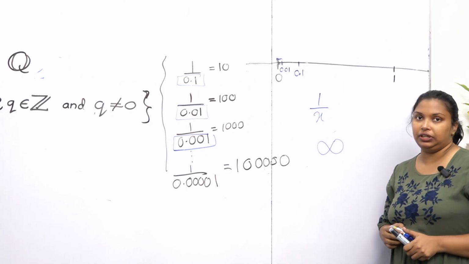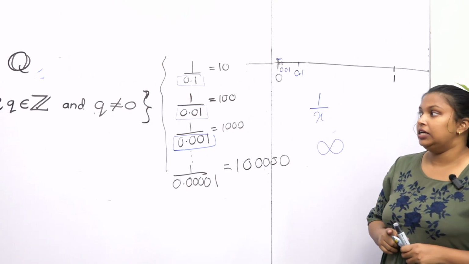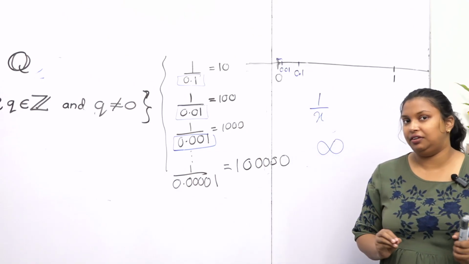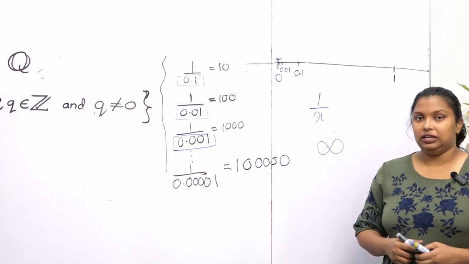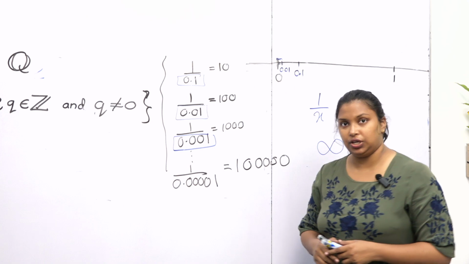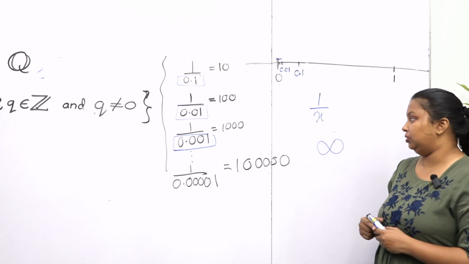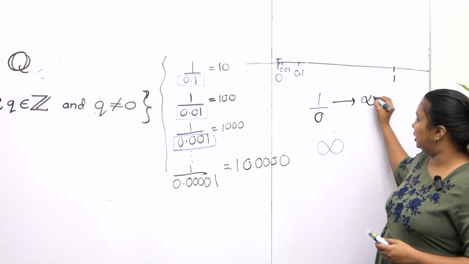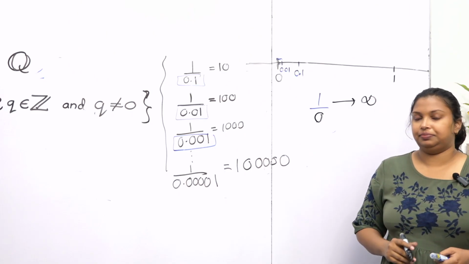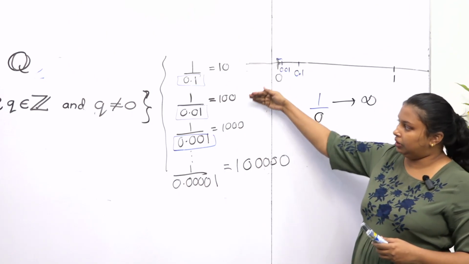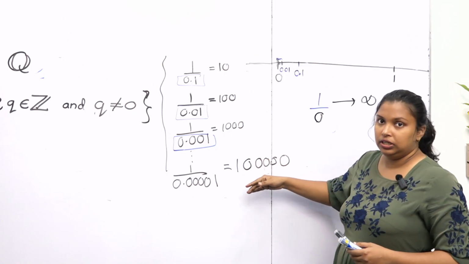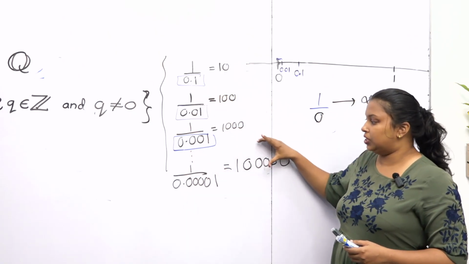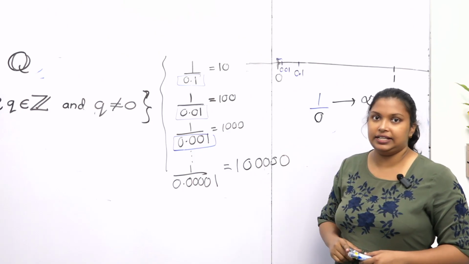This is the symbol of infinity. Can you understand? So that's why you have to write that dividing by 0 is undefined in mathematics. When the denominator tends to 0, 1 over 0 tends to infinity. This is getting larger. When the denominator gets closer to 0, the value gets closer to infinity. That is the idea.